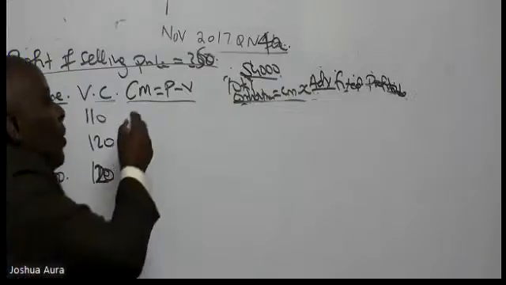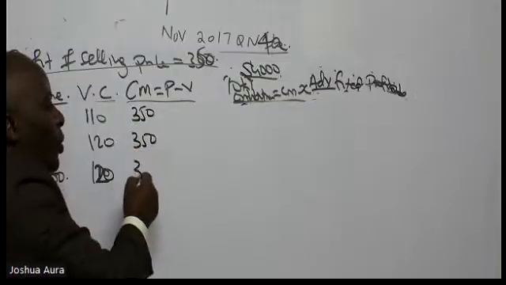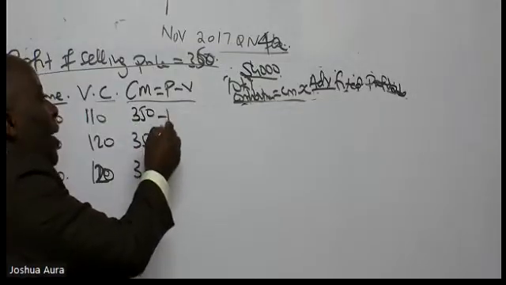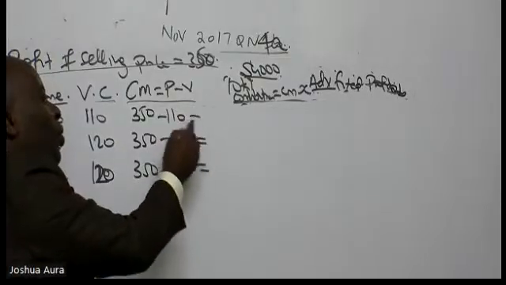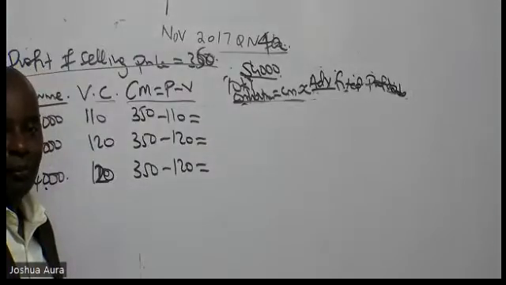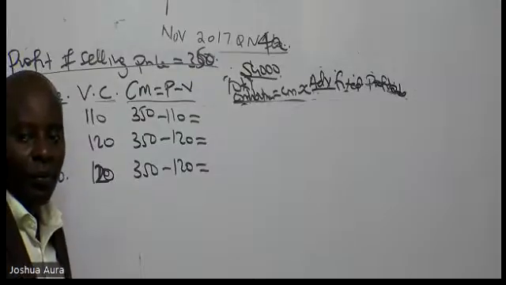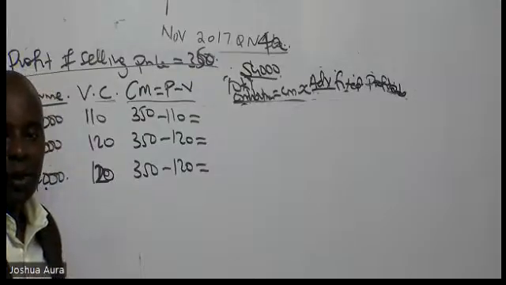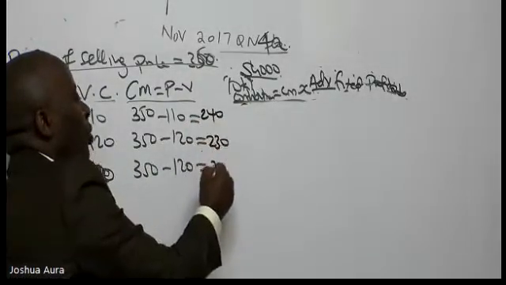So please come and give me the contribution margin. The price now is 350 throughout, minus here we have 110, here we have 120, there we have 120. So could you kindly give me these figures now? The first one, 240, 230, 230.